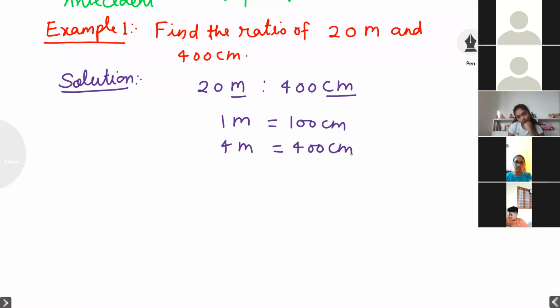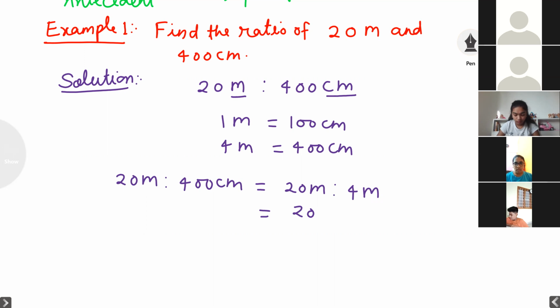Now I can write here: 20 meter is to 400 centimeter is equal to 20 meter is to 4 meter. Now both units are the same. I have converted into the same units. Again, I want to write the ratio in fraction form: 20 meter divided by 4 meter. Meter cancels. 4 ones are 4, 4 fives are 20. 5 by 1 is equal to 5 is to 1.